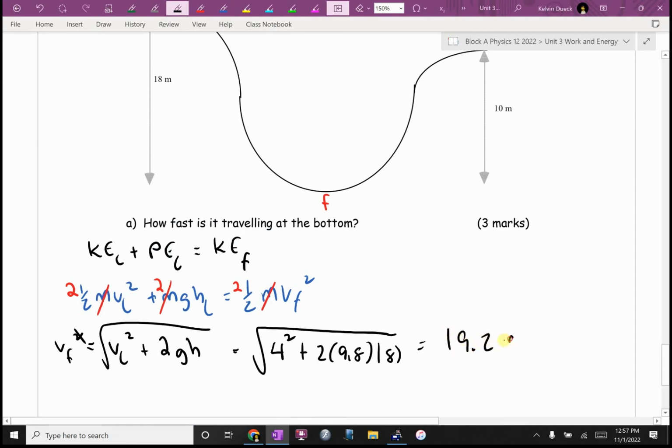So I would give you 3 out of 3 if I saw that. Otherwise, I would probably give you a half mark if I saw that you would use conservation of energy. I'd give you a half mark if you had substituted the equation in, even if you didn't bother canceling out the m. You don't have to. I would give you a half mark if I saw that. And I would give you 1 mark for the answer. Something like that.